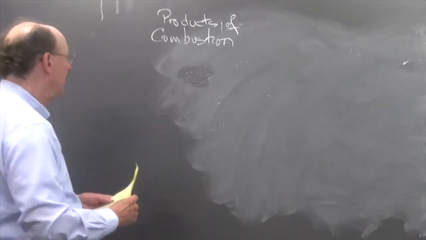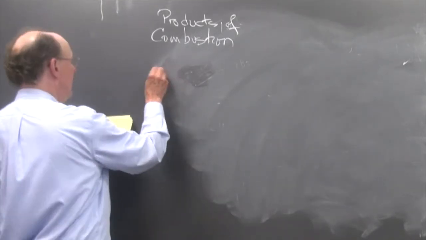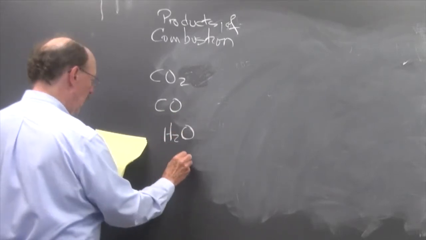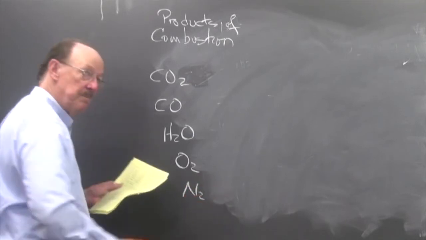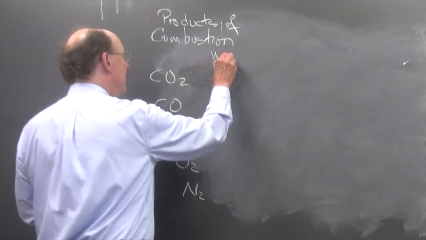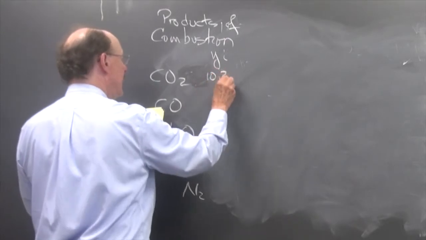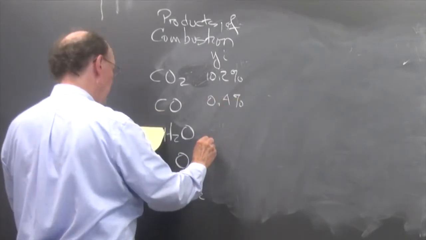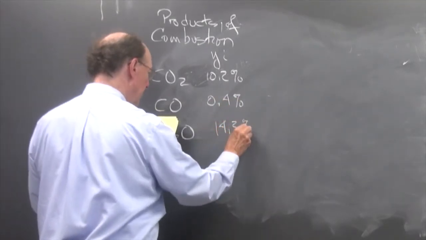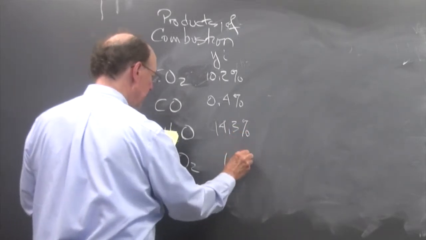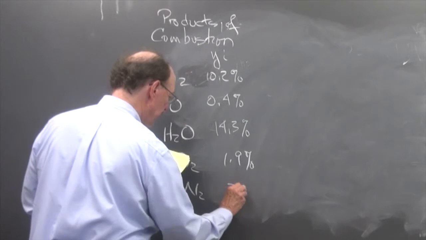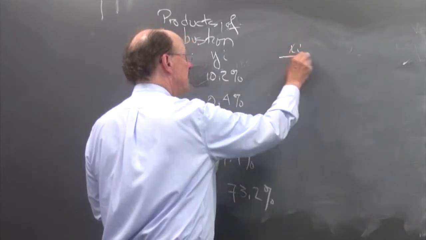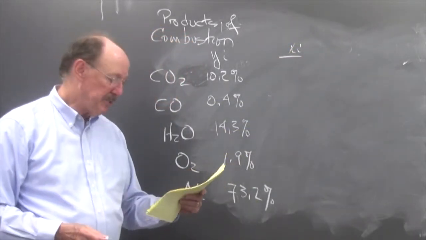Let's say I'm given the following: CO2, CO, H2O, O2, and N2. The Yi are 10.2%, 0.4%, 14.3%, 1.9%, and 73.2%. And what we want to determine is Xi. So we're interested in determining Xi.